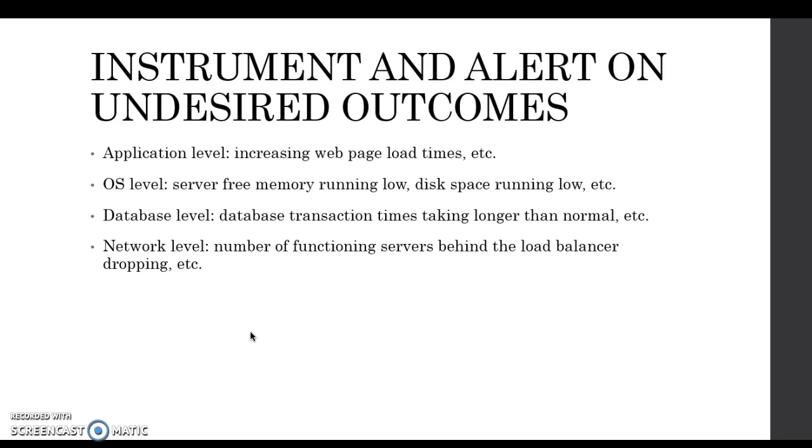When a desired outcome happens, we can look for these 4 points. It basically is going to help a lot to find the problem, because very likely it's going to be one of these 4 points. They are application level, increasing web page load times, etc. OS operating system level, server free memory running low, disk space running low, etc. Database level, database transaction times taking longer than normal. Network level, number of functioning servers behind the load balancer dropping, etc.